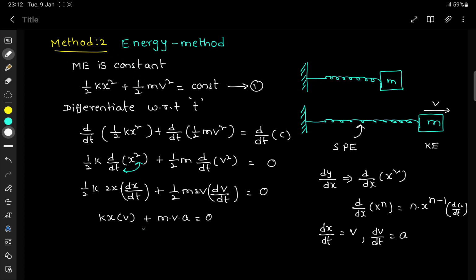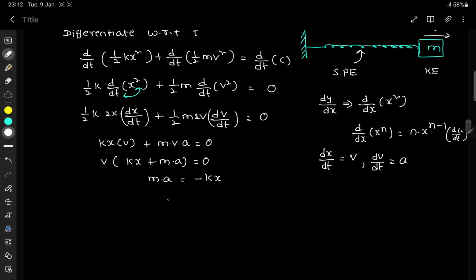Here we have v common, so take v out: v into (kx plus m a) equals 0. So ma equals minus kx, a equals minus k by m into x. If you compare with the equation a equals minus omega square x, what is omega? We have to send m to that side, so k by m.